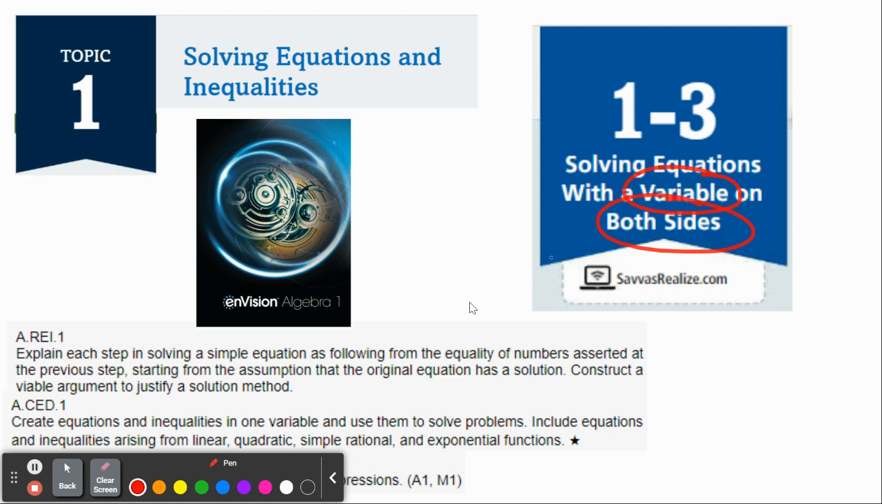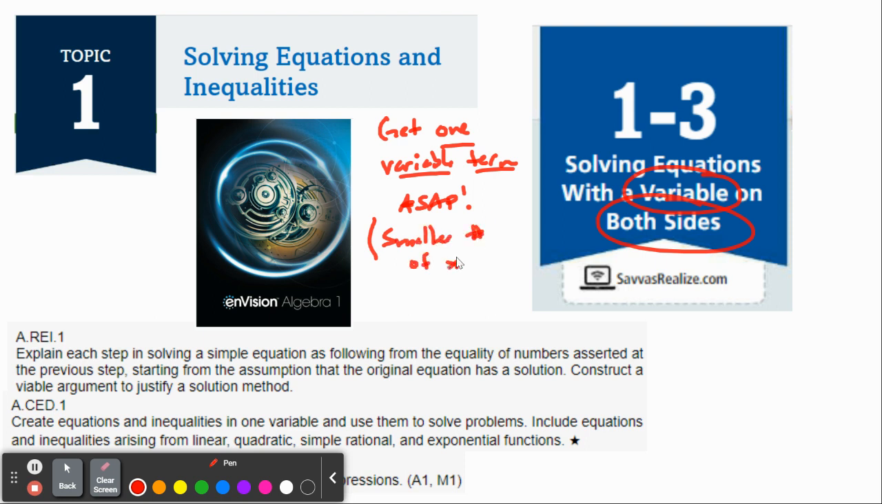So my note to you, and just fit this somewhere on your slide: get one variable term, ASAP, as soon as possible. What this is going to require is you're going to have to move a variable term, and usually we're going to move the smaller number of x's. I'm going to put in parentheses the smaller number of x's. And again, we'll talk about that as we go through.